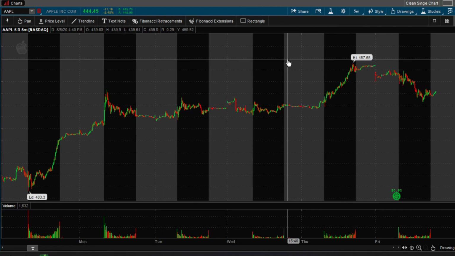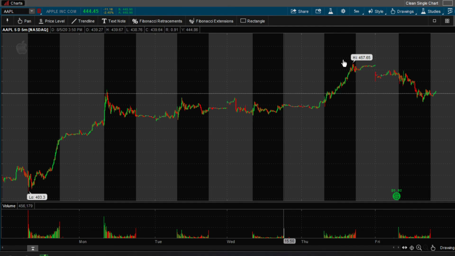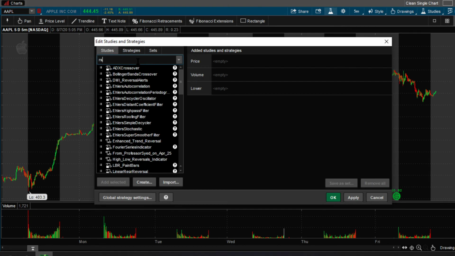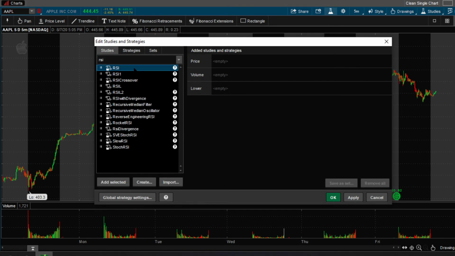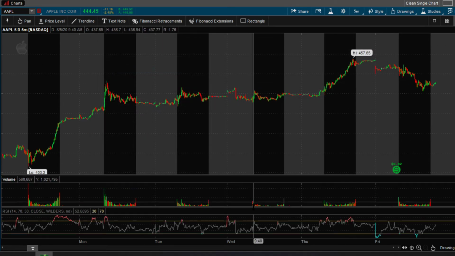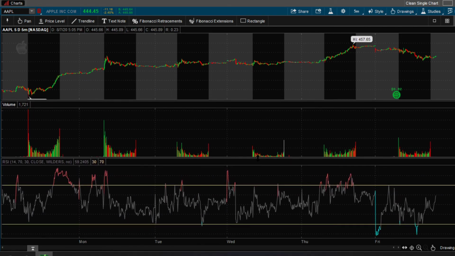So if you guys have a Thinkorswim platform or any other platform, you will have to go to your studies and just type in RSI, and you should be able to pull it up. We're going to use the standard settings for the RSI. We're just going to hit apply. And now as you see it down here at the bottom, the RSI has been plotted on this chart here on Apple.